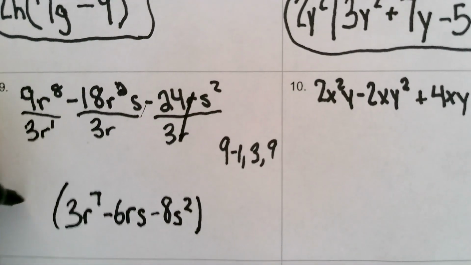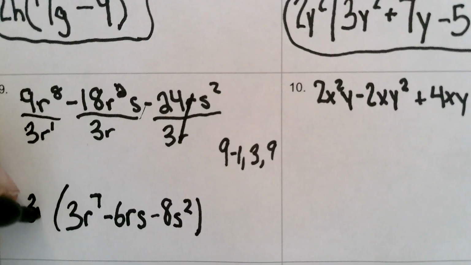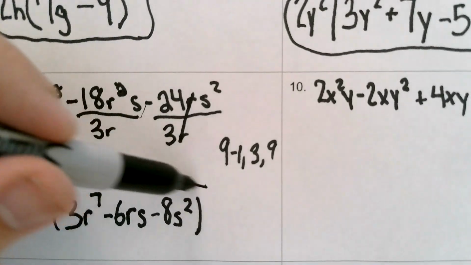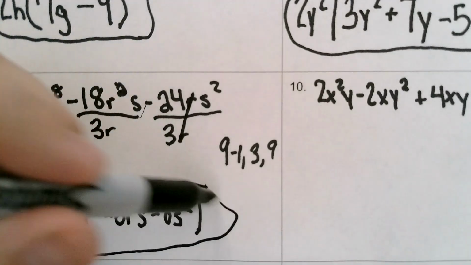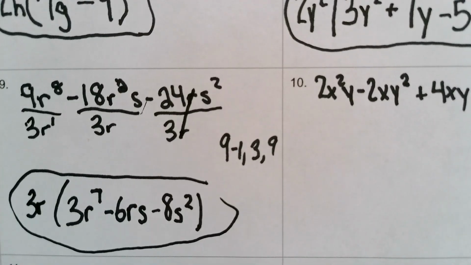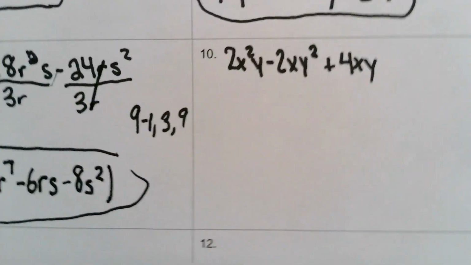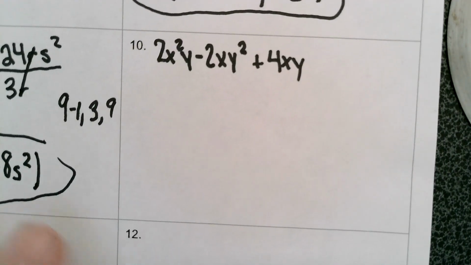Put it in parentheses and put your greatest common factor outside. And that's it. We got one more problem to do. Let's get it done. Then we can call it a day.